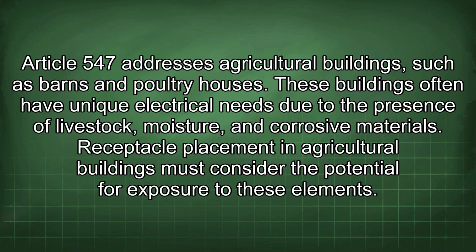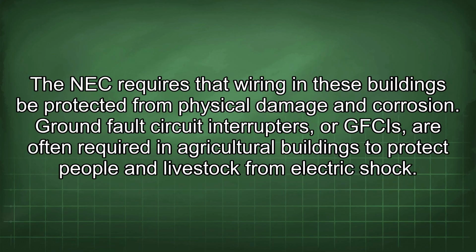Article 547 addresses agricultural buildings, such as barns and poultry houses. These buildings often have unique electrical needs due to the presence of livestock, moisture, and corrosive materials. Receptacle placement in agricultural buildings must consider the potential for exposure to these elements. The NEC requires that wiring in these buildings be protected from physical damage and corrosion.